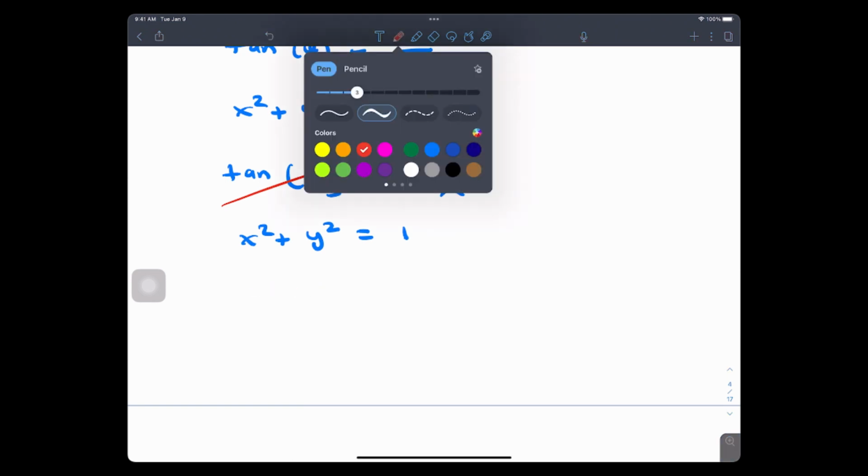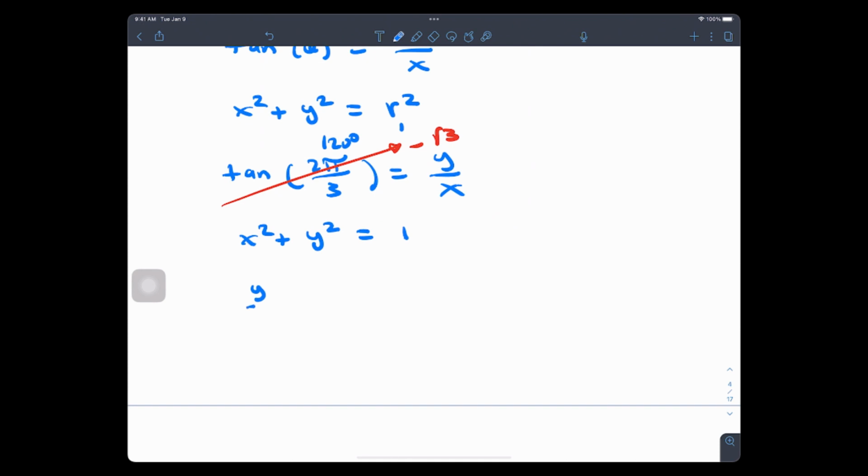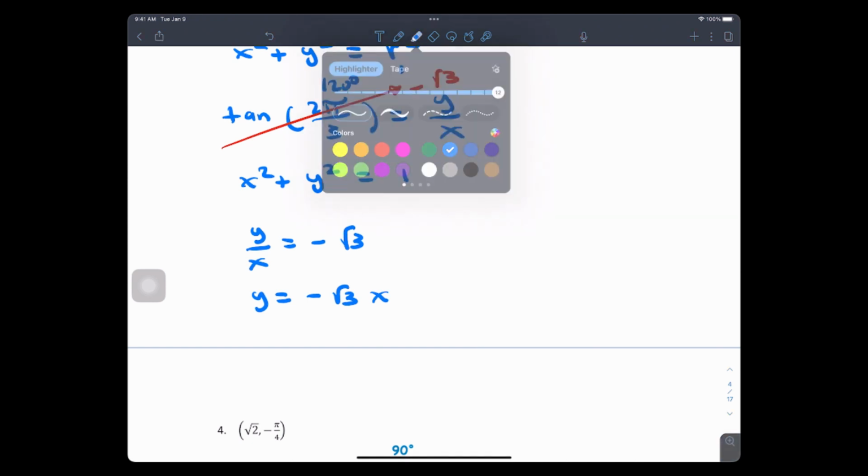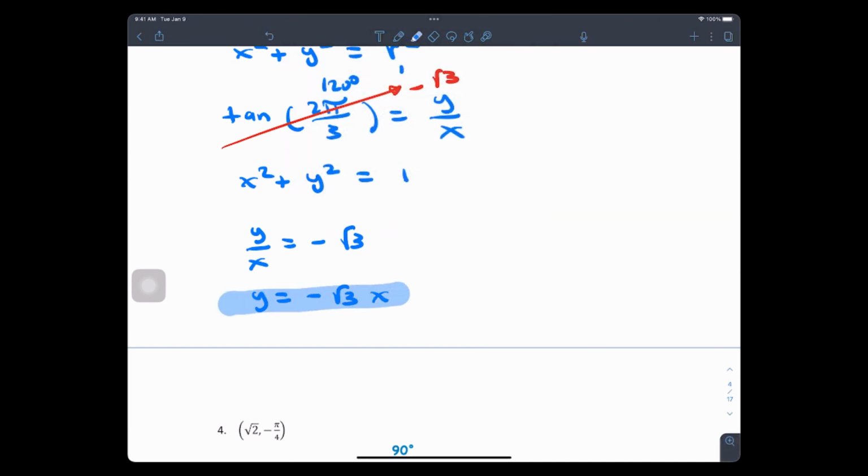All right. So y over x is negative square root of 3. Solve for y. We get y equals negative square root of 3 x. All right, you guys okay with that one here? Just so you guys know, negative square root of 3 x.